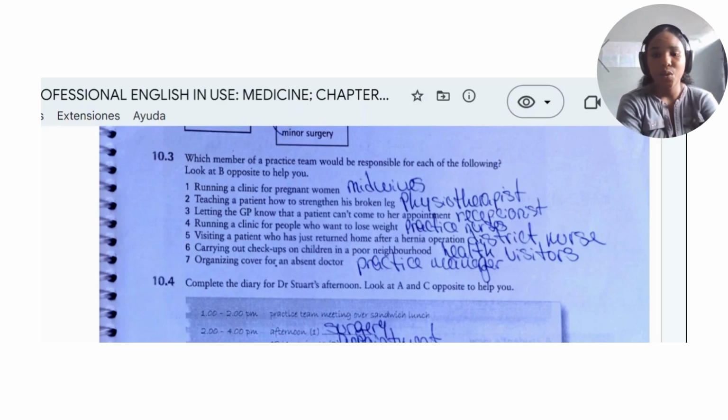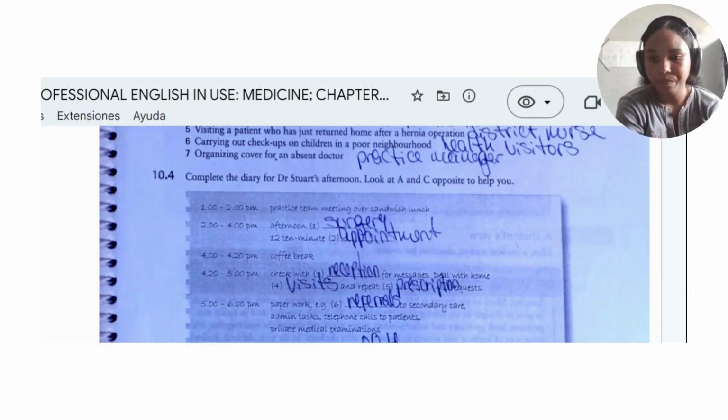Visiting a patient who has just returned home after a hernia operation: district nurse. Carrying out checkups on children in a poor neighborhood: health visitors. Organizing cover for an absent doctor: practice manager.